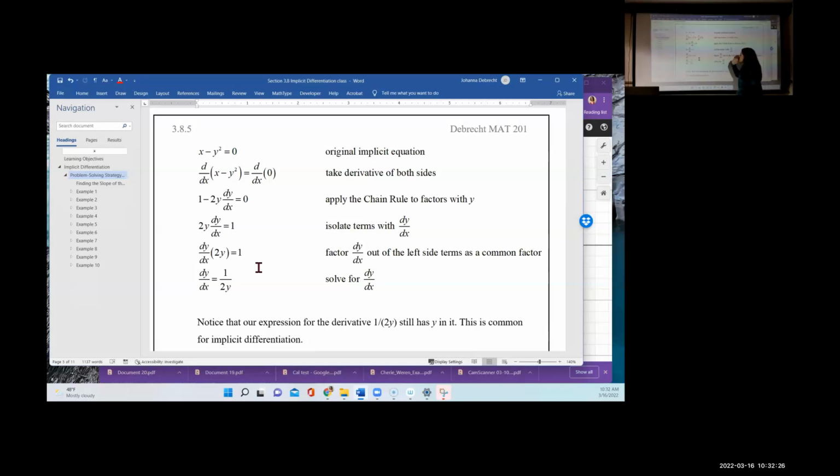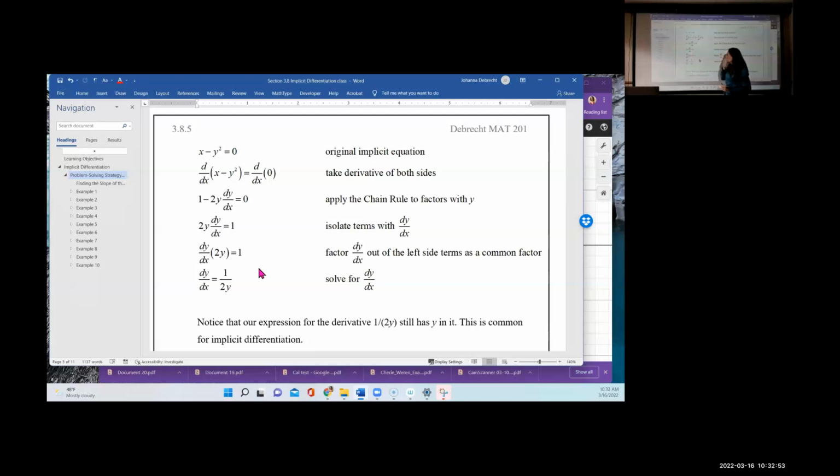Our next step is to isolate the terms that have dy/dx in them. One is a term separated by the subtraction. Negative 2y dy/dx is a term separated by the subtraction and the equals, and 0 is a term. So we're going to isolate and separate the dy/dx terms from the non-dy/dx terms. This gives us 2y dy/dx equals 1.